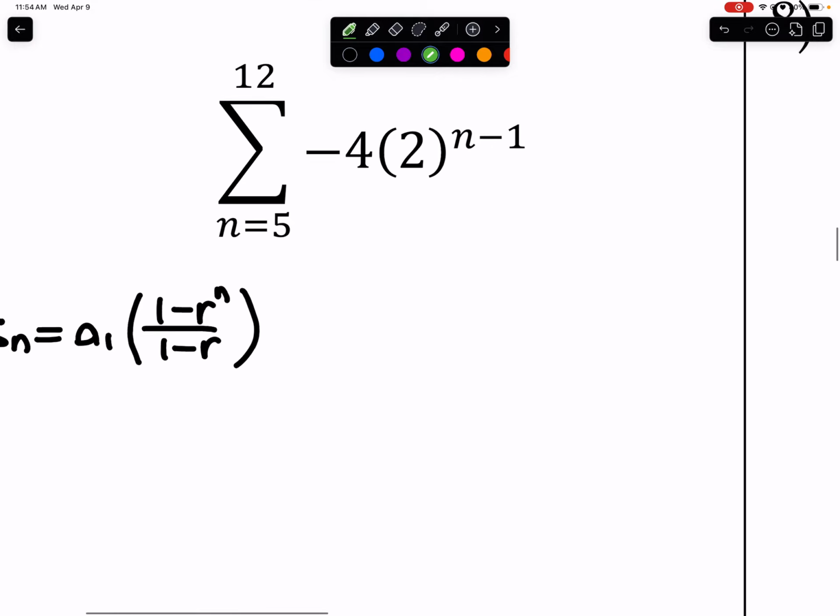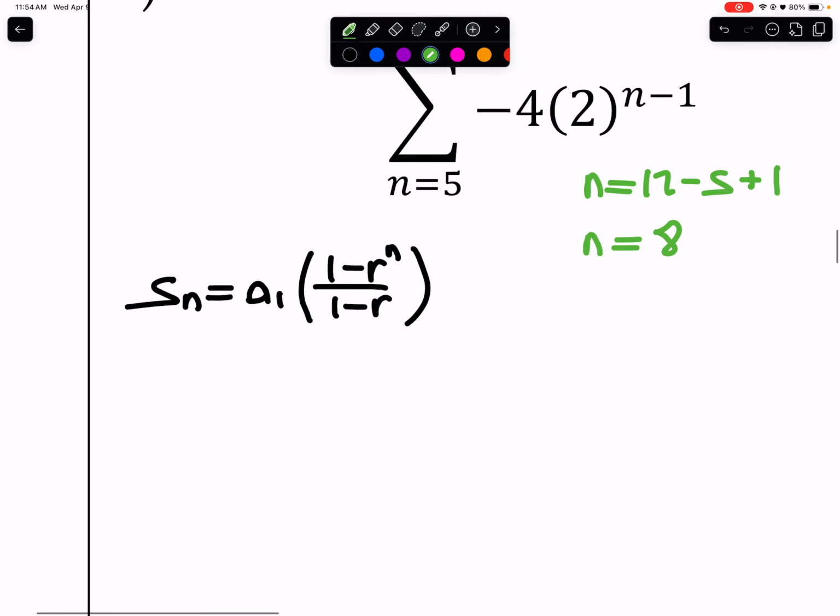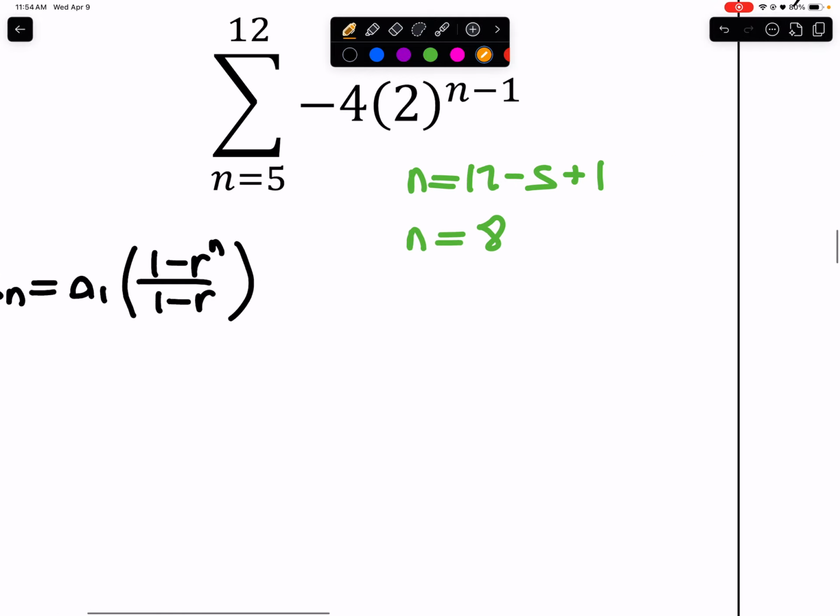So first thing I want to do is actually find my n value. So n is going to be top minus bottom plus 1. So 12 minus 5 is 7, plus 1 is going to be 8. And then the value of my first term, which I can just pull directly from the equation, is going to be -4. And then I also know that my common ratio, in this case, is going to be 2.